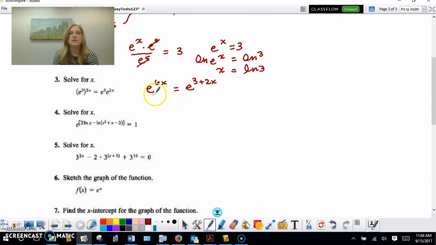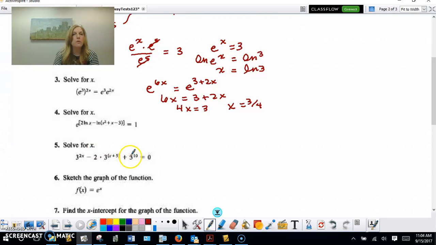Or you can just recognize at this step that if it's e to stuff equals e to the stuff, you can go straight to 6x equals 3 plus 2x. That's basically called the one-to-one property, that if the outputs are equal for a one-to-one function, then so are the inputs. But you're essentially just taking the natural log of both sides and canceling. So this would end up being 4x equals 3, or x equals 3/4. And we're done with that problem, practicing our properties.